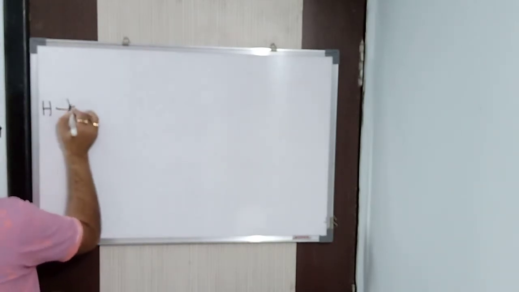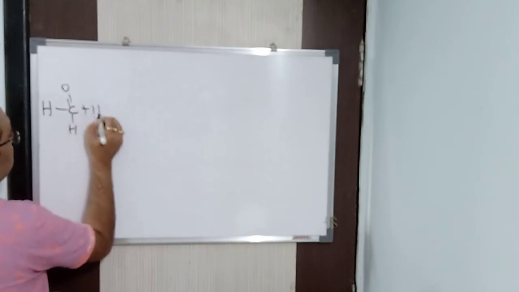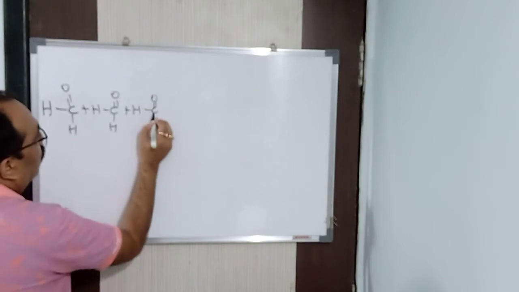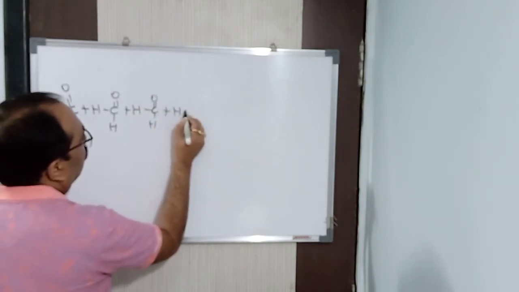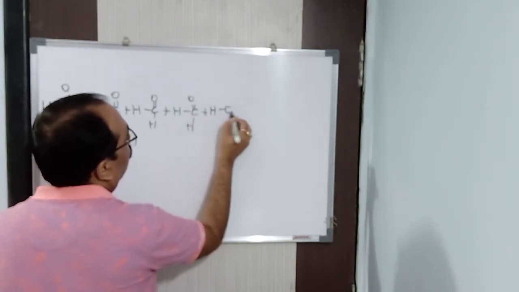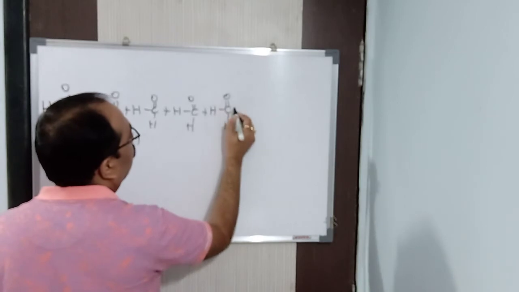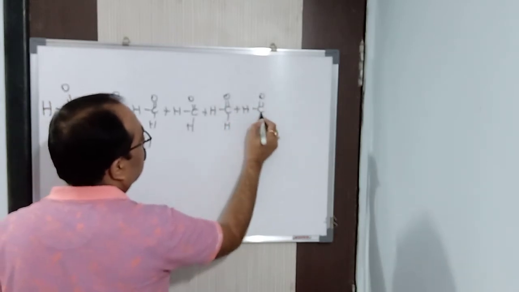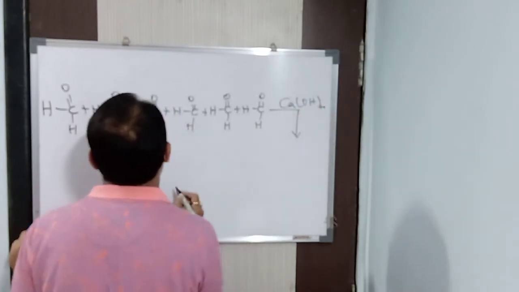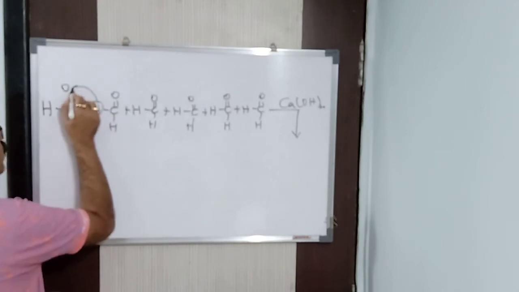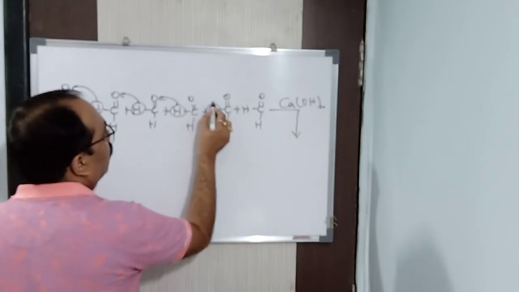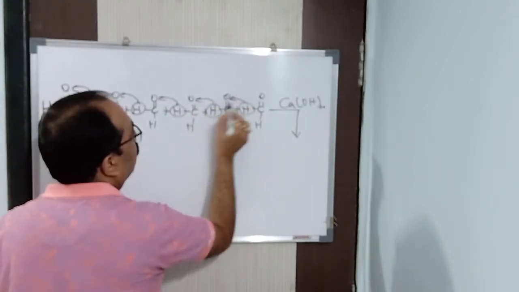HCHO plus HCHO. This way I am going to write 6 molecules. This is 2 molecules, this is 3, 4, 5, and this is 6, in the presence of baryta, that is calcium hydroxide. What is going to happen? This will go here, this will go here, this will go here, this will go here, and this will go here.